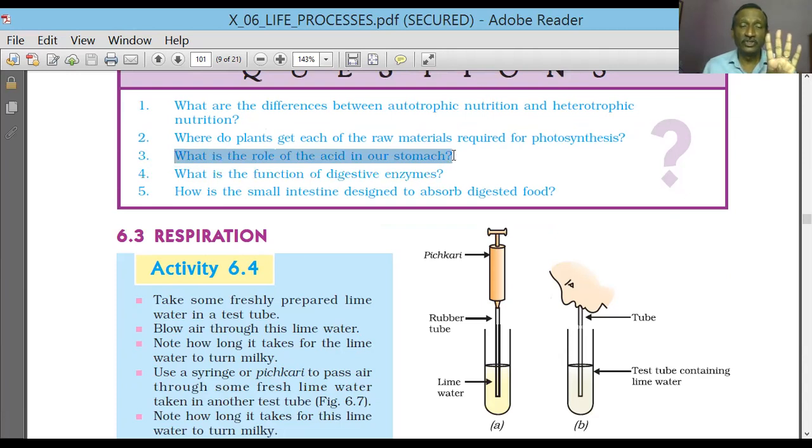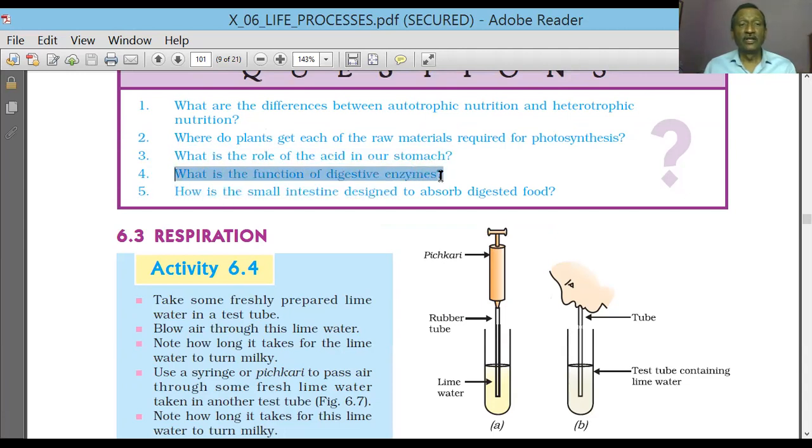Now, what is the role of the acid in our stomach? So I said 4 functions. Very first and very important function, it converts the medium of food to acidic. Second, it converts the inactive protein digesting enzyme into active. Third thing, it kills the germs, and fourth, it also partly digests the food.